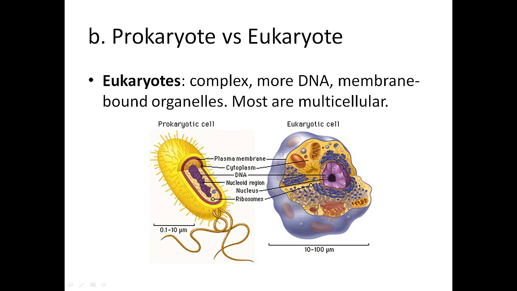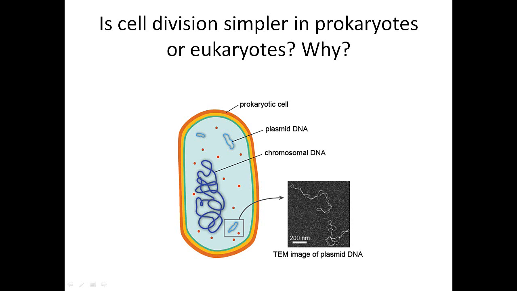Eukaryotes are more complex, have more DNA, have membrane-bound organelles, things like mitochondria, chloroplasts in plants, Golgi apparatuses, etc. Most eukaryotes are multicellular, but we do have a couple exceptions to the rule. Prokaryotes, though, can only ever be one cell.